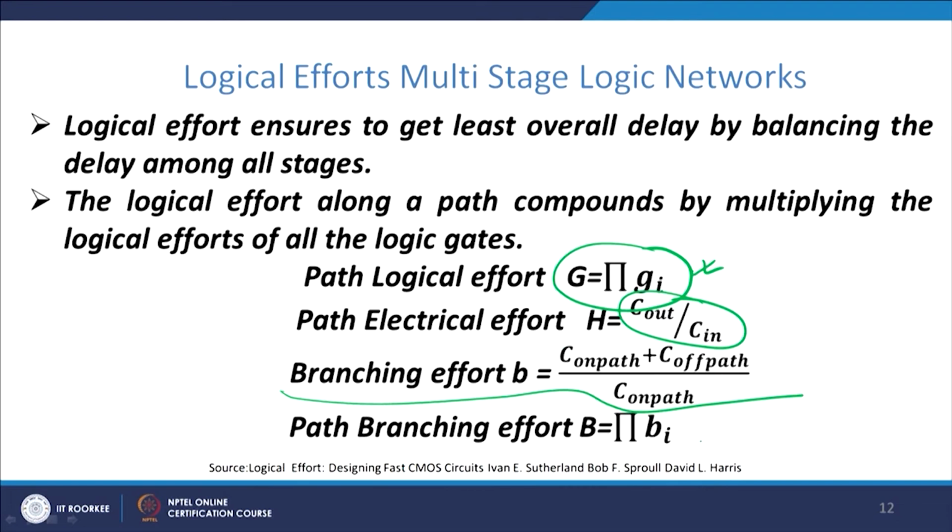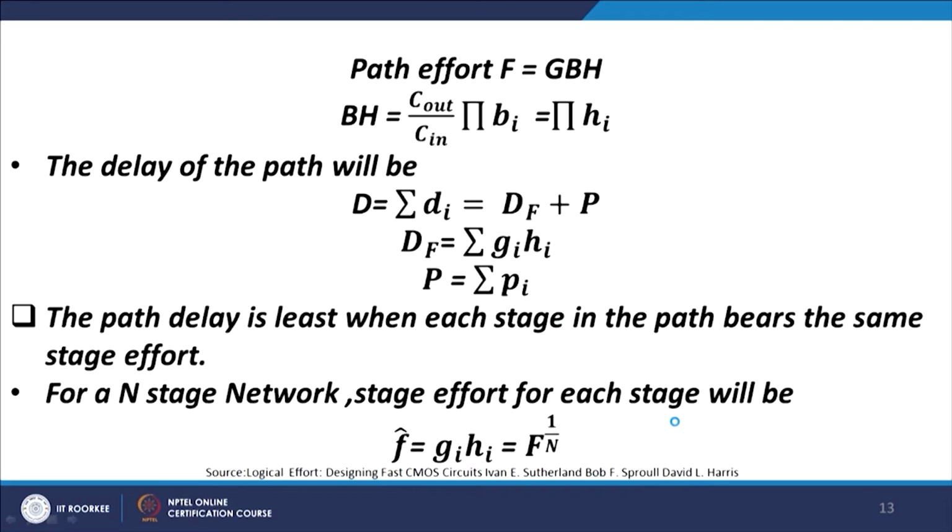Let us suppose I have this and my signal goes via this path, then this is C off path and this is C on path. So, we take C on path plus C off path divided by C on path, which gives you this value, and the total branching effort is given by this formula. From these explanations, the total logical effort is the product of the individual stages, and similarly you get the total branching effort.